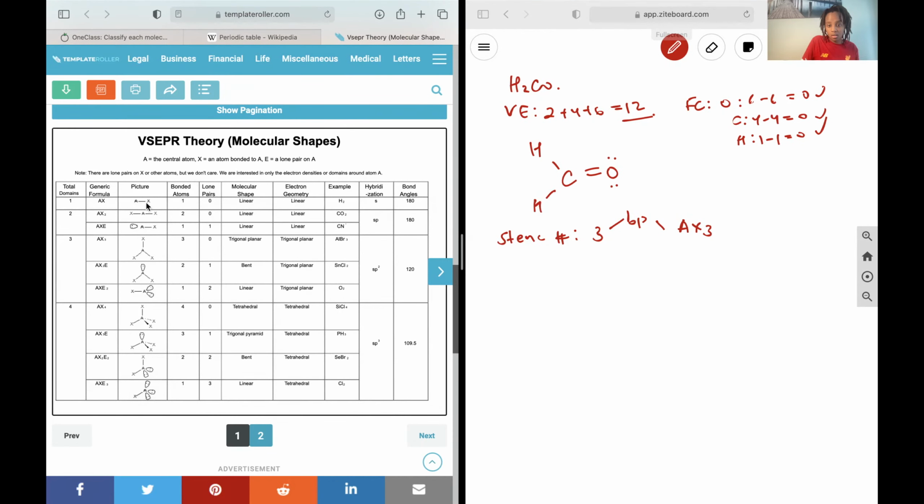Next up, you just pull up your chart. Total domains are 3. We have 3 bonding pairs and no lone pair. So this is going to be trigonal planar, both its electronic geometry and its molecular geometry. And so let's just draw that out.